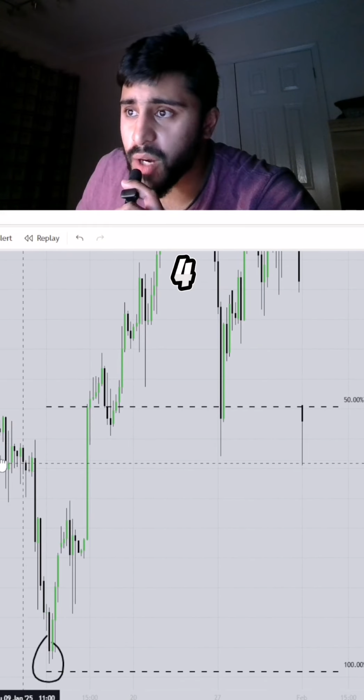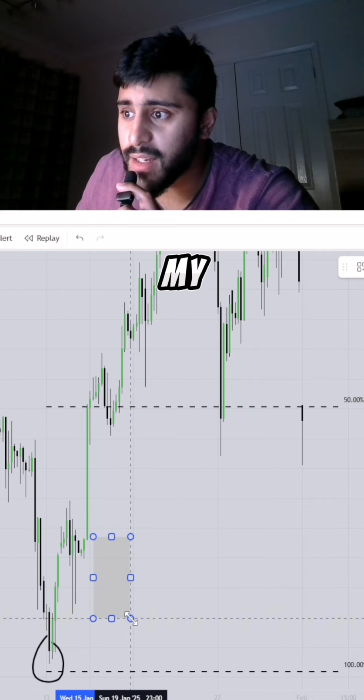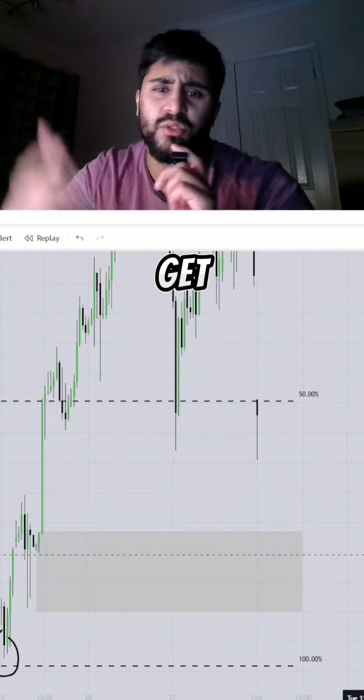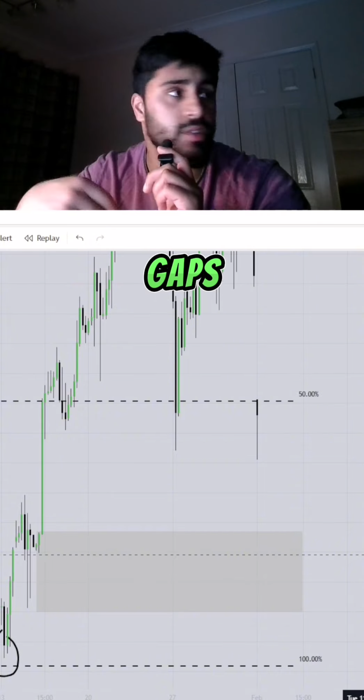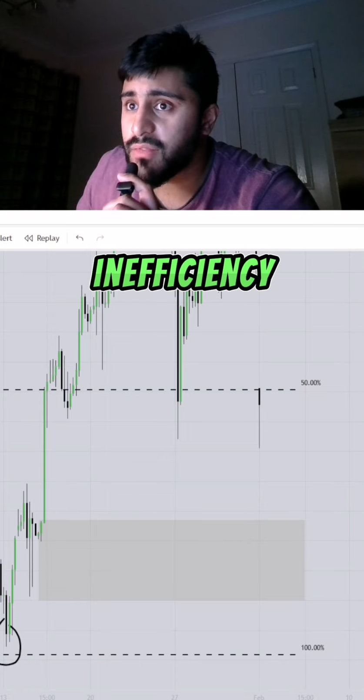So this is ES on the 4-hour time frame. What I want traders to understand is one thing. This is my key level. This is my key level. Why have I drawn the key level like this? People get confused between breakers, order blocks, fair value gaps, OTEs, or whatever you want to call it. So what I'm looking for is essentially an inefficiency in the market.